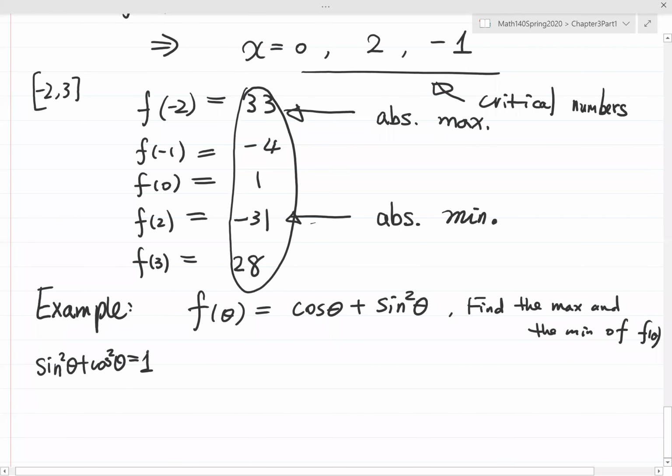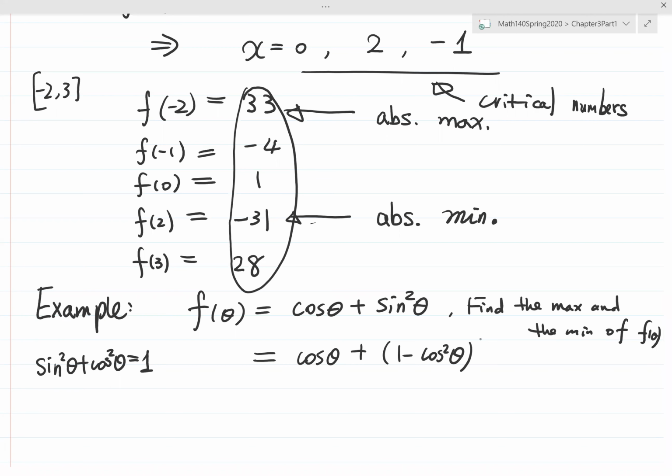Okay, so in the first step we substitute sine squared by 1 minus cosine squared, so that here we only have cosine. Then we actually change the variable.